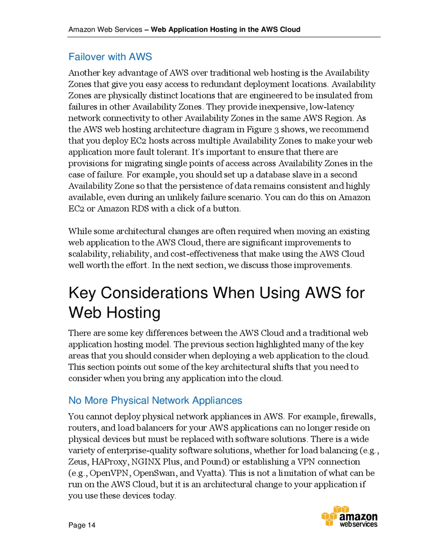You cannot deploy physical network appliances in AWS. For example, firewalls, routers, and load balancers for your AWS applications can no longer reside on physical devices but must be replaced with software solutions. There is a wide variety of enterprise-quality software solutions, whether for load balancing, for example, Zeus, HAProxy, Nginx Plus, and Pound, or establishing a VPN connection, for example, OpenVPN, OpenSwan, and Vyatta. This is not a limitation of what can be run on the AWS cloud, but it is an architectural change to your application if you use these devices today.